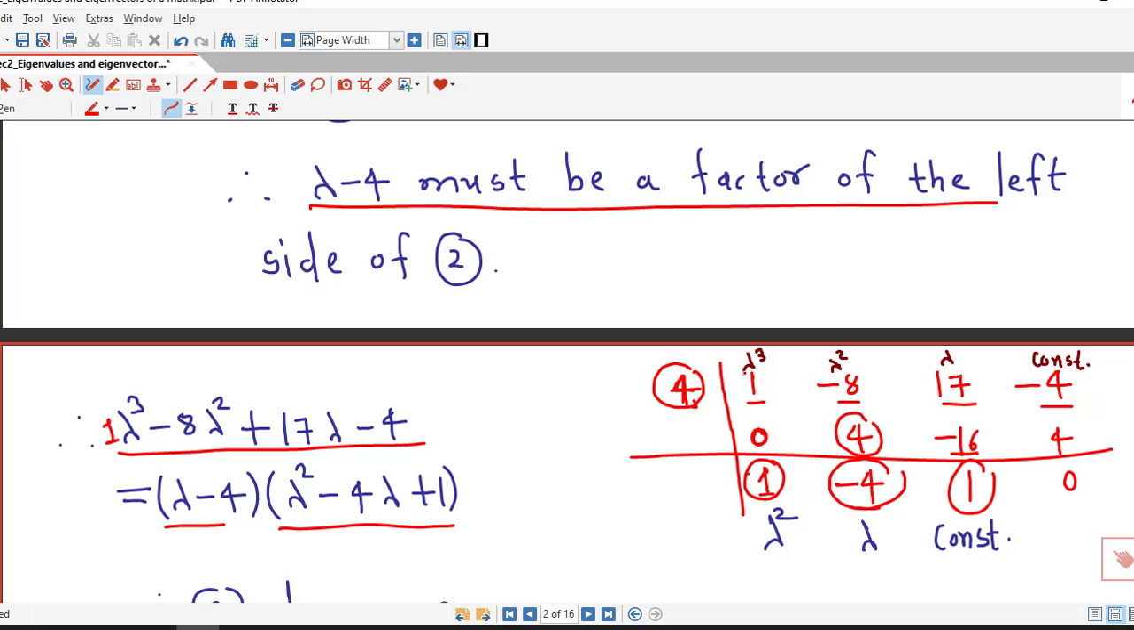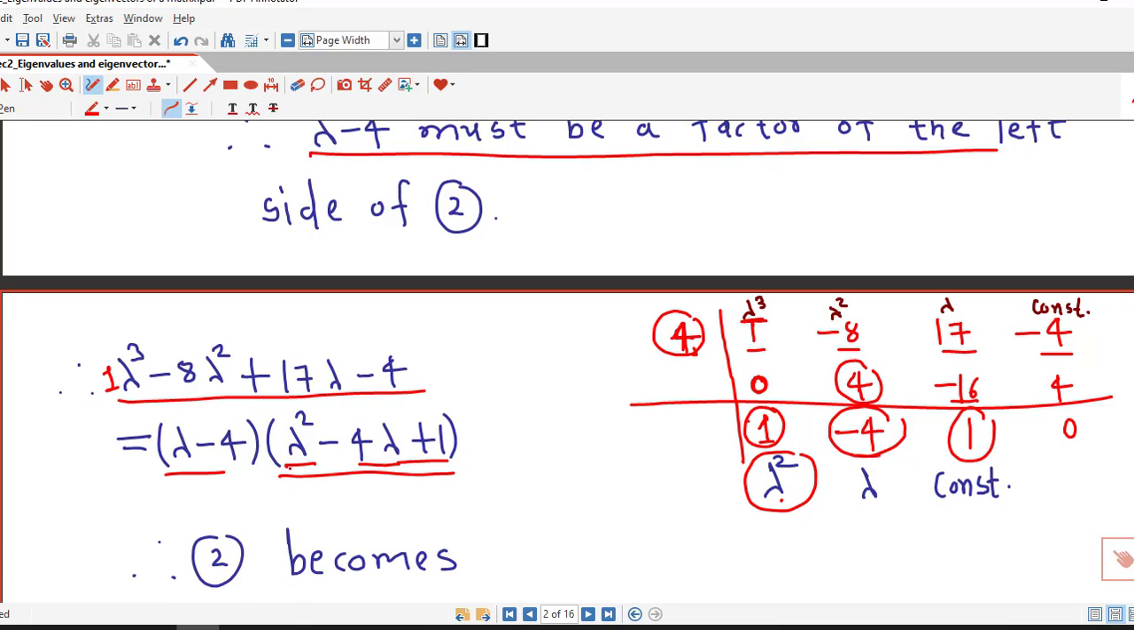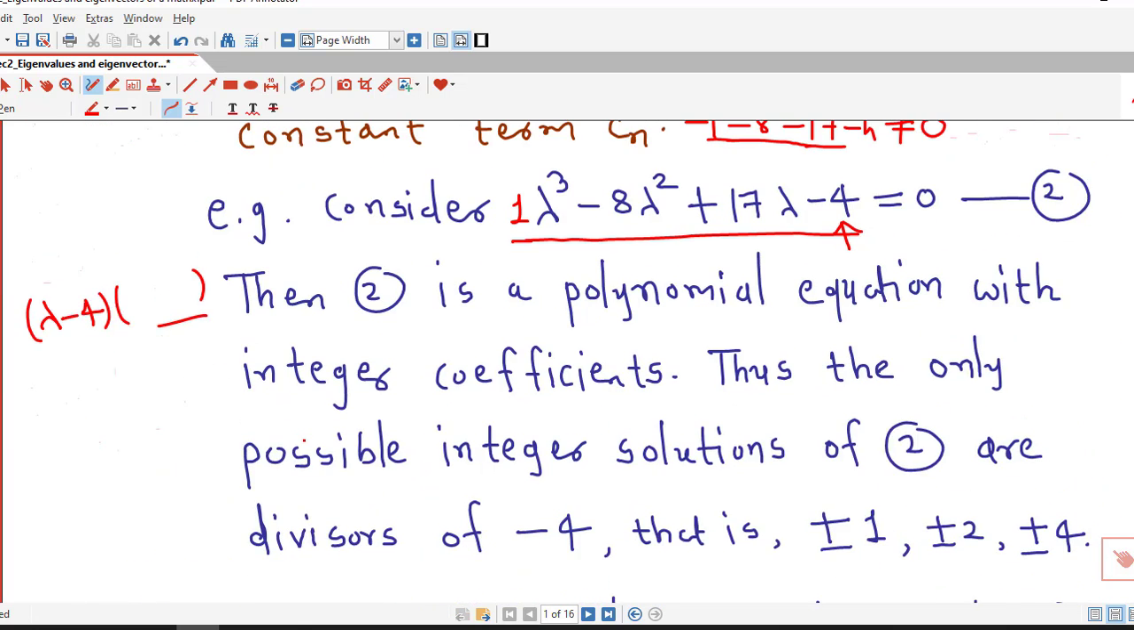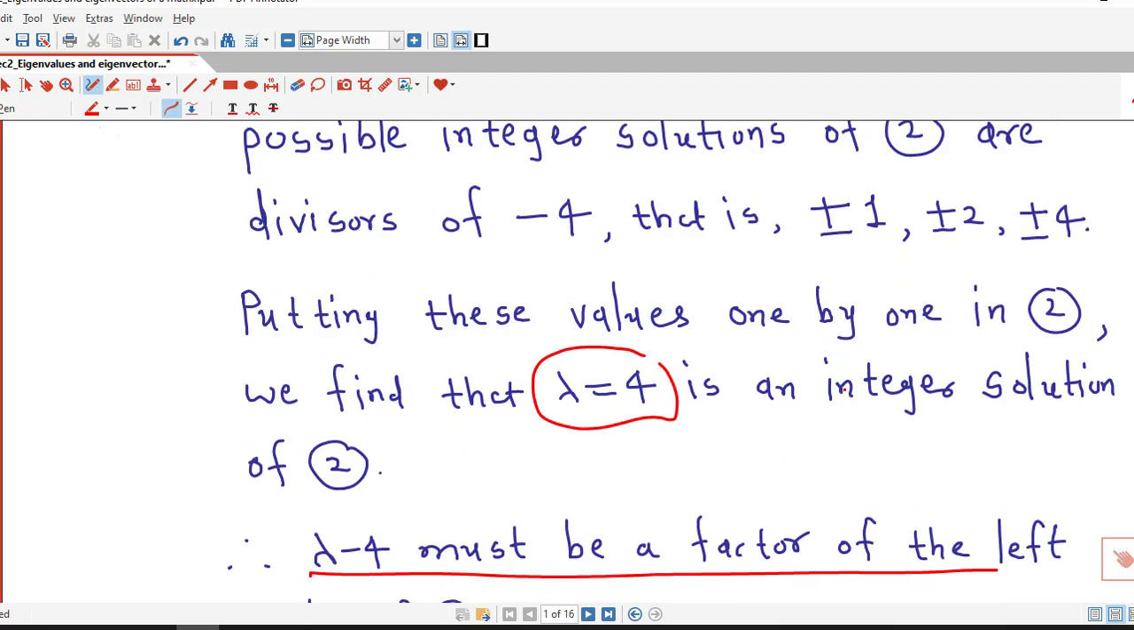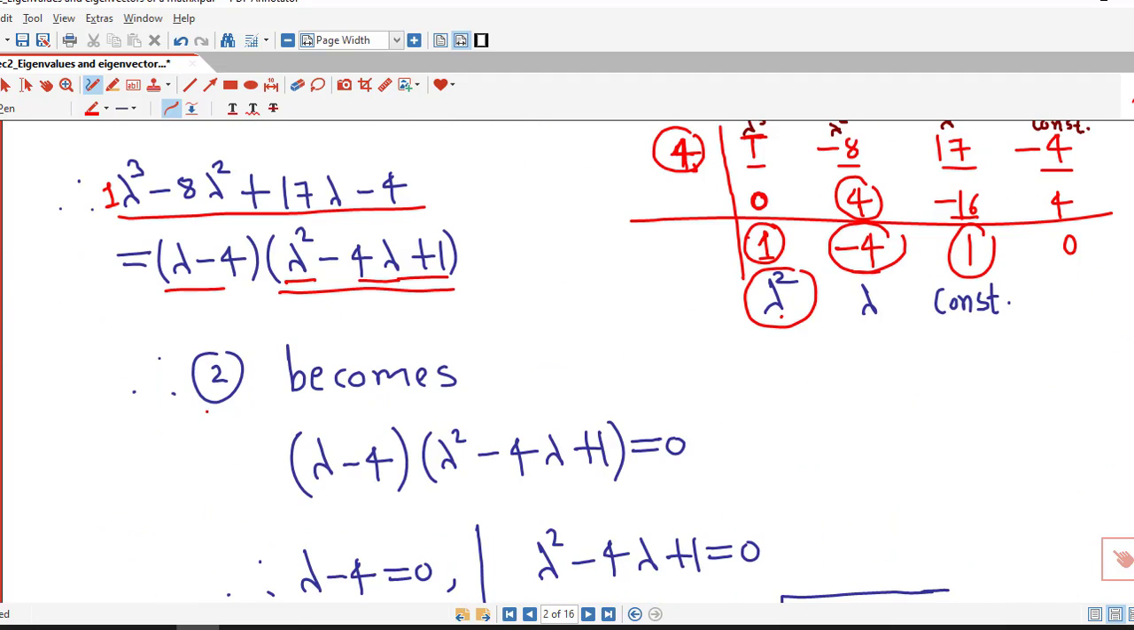Now if this is the coefficient of lambda cube, here we will decrease one power, so we will start with lambda square. So 1 into lambda square, which is lambda square, minus 4 into lambda, which is minus 4 lambda, and plus constant term, which is 1. So second factor we can find in this way. So therefore we put that values here. Left hand side is replaced by lambda minus 4 into that quadratic factor equal to 0. So therefore equation 2 becomes lambda minus 4 into lambda square minus 4 lambda plus 1 equal to 0.